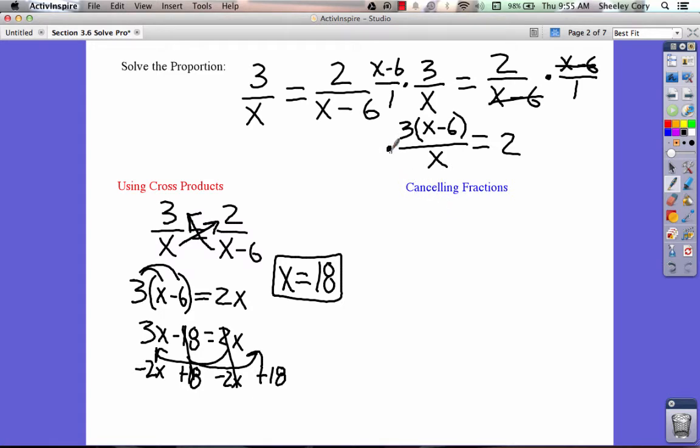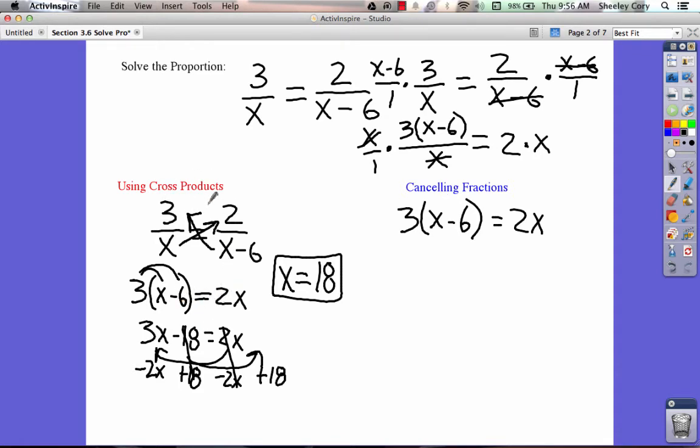So let's cancel this fraction by multiplying by x, multiply by the denominator. Multiply this side by x. So the x's cancel here, and we get 3x minus 6 equals 2x. Now notice, right here is 3x minus 6 equal 2x, and here is 3x minus 6 equal 2x. So cross products are just the same as canceling the fractions, except the cross products skip a step. They don't show all this here. They skip those steps and they just go straight to this process here.